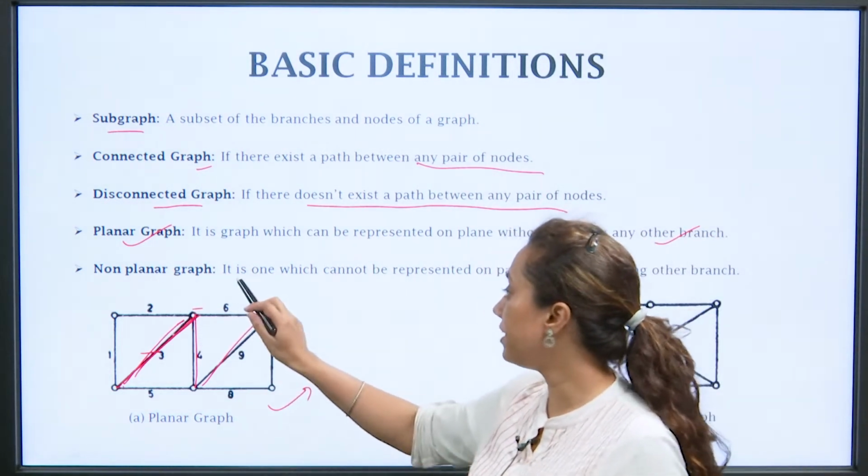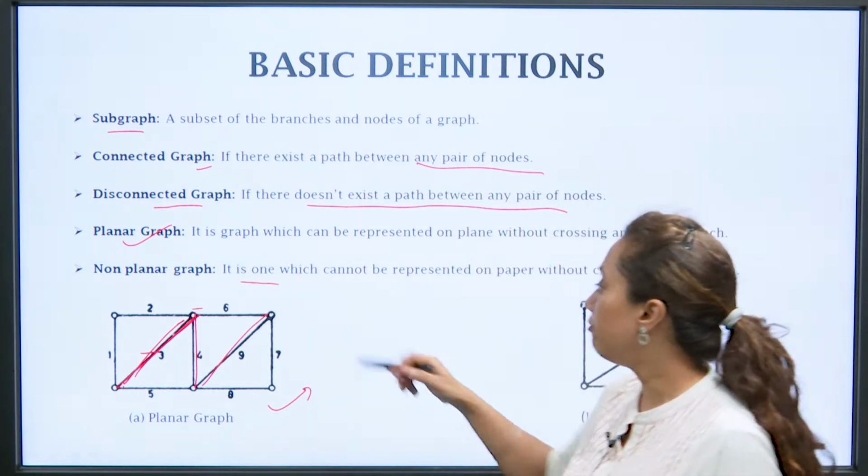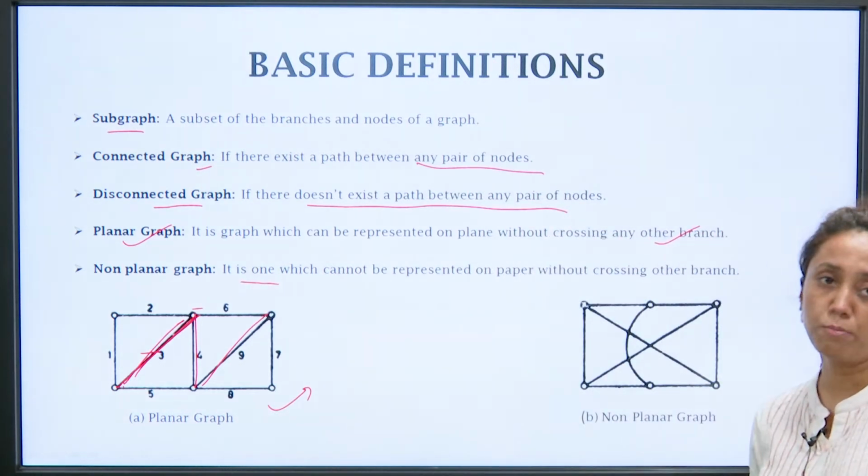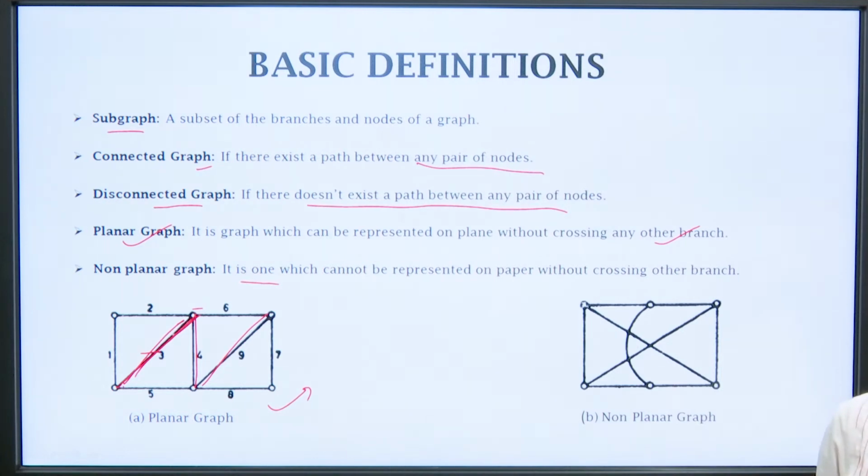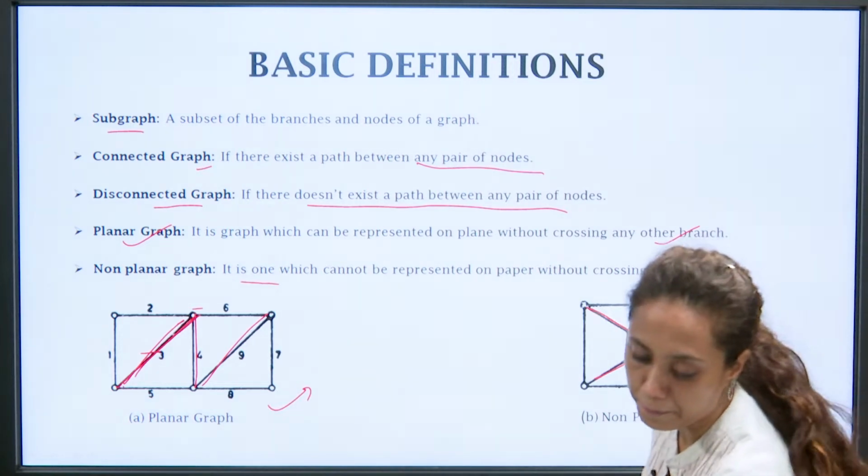Now the non-planar graph is the one which cannot be represented on paper without crossing other branches, meaning it is something like 3D graphs which can't be expressed in a 2D plane, right. So this is an example of the non-planar graph. We can see that here this branch and this branch are getting crossed, this branch is also getting crossed. So this type of graph cannot be shown in the 2D plane, so it is the non-planar graph.